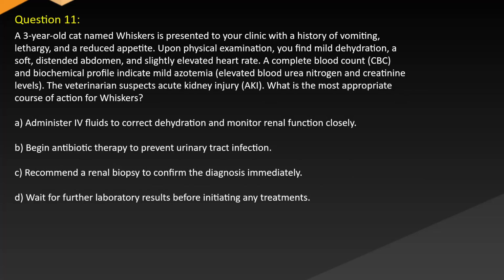Question 11. A 3-year-old cat named Whiskers is presented to your clinic with a history of vomiting, lethargy, and a reduced appetite. Upon physical examination, you find mild dehydration, a soft, distended abdomen, and slightly elevated heart rate. A complete blood count, CBC, and biochemical profile indicate mild azotemia, elevated blood urea nitrogen and creatinine levels. The veterinarian suspects acute kidney injury. What is the most appropriate course of action for Whiskers?